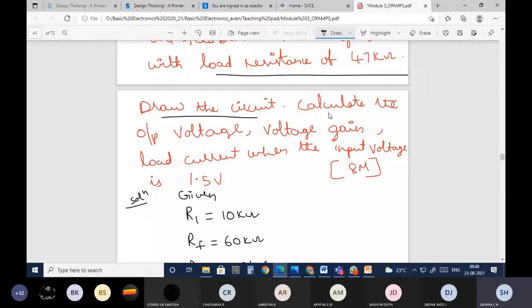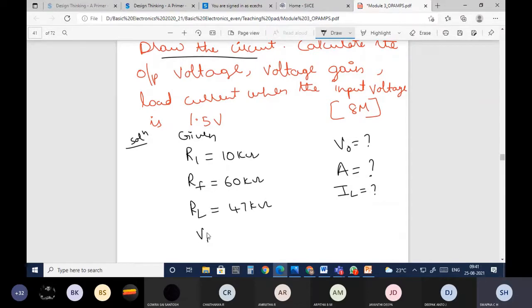Now with all this, he is asking you to draw the circuit. After drawing the circuit, you need to calculate the output voltage, what will be your V0. Then what will be the gain of the non-inverting amplifier, and the load current IL. You need to find these when the input voltage VI is given as 1.5 volts. For all this, he is asking you to find V0, gain, and IL.